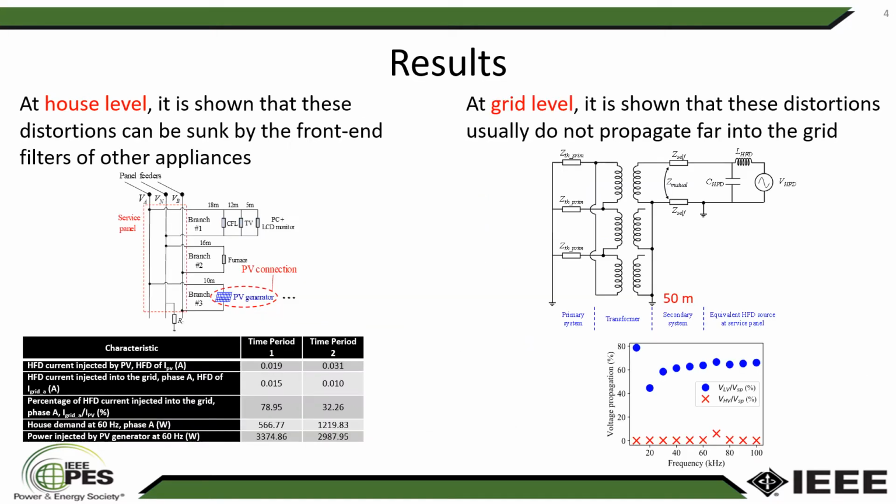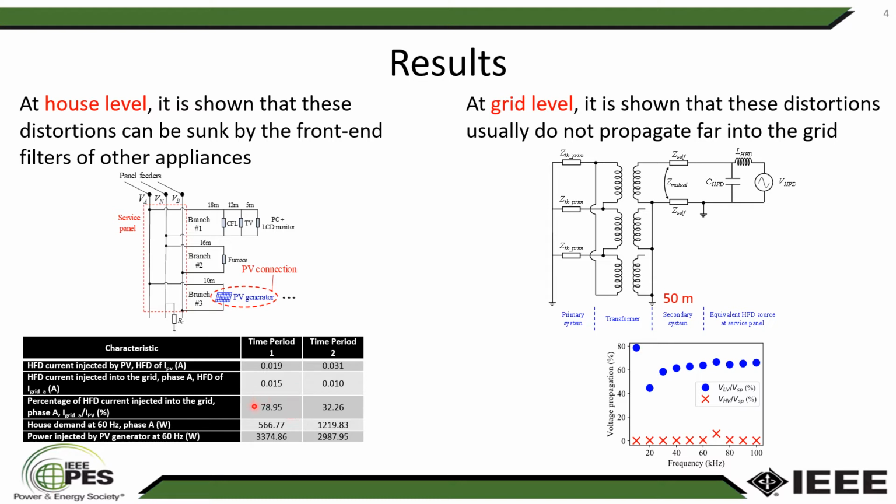The other important thing that we investigated is the house level propagation, how these distortions propagate inside the house. In this case, we conducted a field experiment where we had a customer with a PV generator. We measured the emissions of this PV generator and then measured which portion of these emissions were injected into the grid, and we had two experiments.